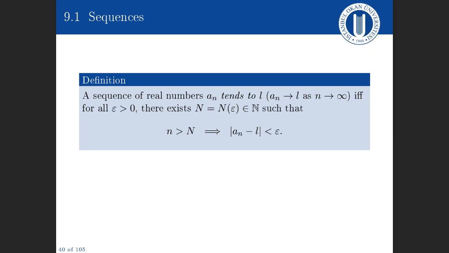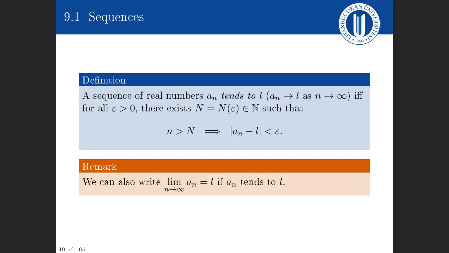A sequence of real numbers, an, tends to L as n tends to infinity, if and only if for all epsilon greater than 0, there exists capital N in the natural numbers such that if small n is greater than capital N, then the absolute value of an minus L is smaller than epsilon. We could also write that the limit as n tends to infinity of an is equal to L, if this is true.